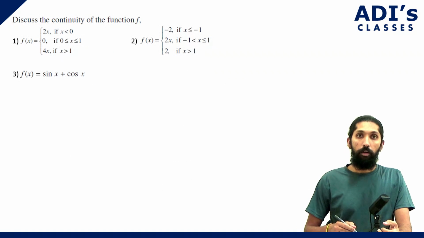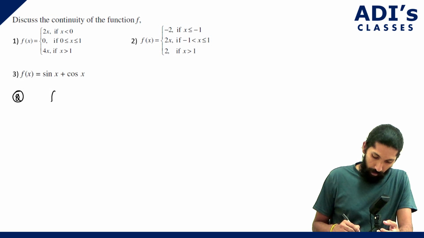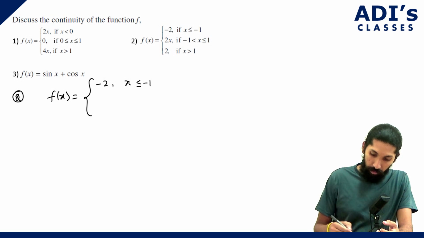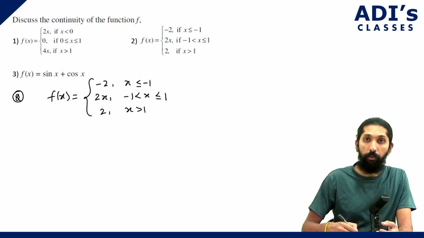For the second one now, see what do we have. f of x is minus 2 when x is less than or equal to minus 1, and 2x when x is between minus 1 and 1, 2 when x is greater than 1, correct?